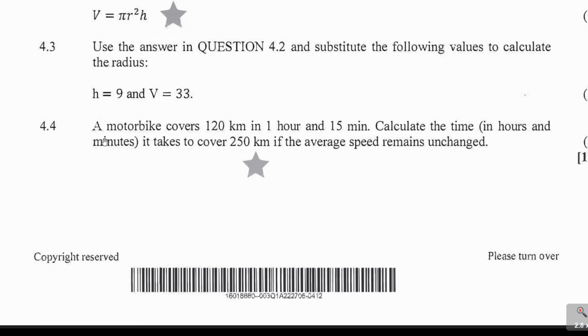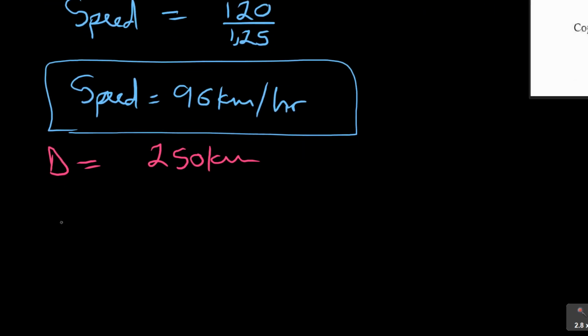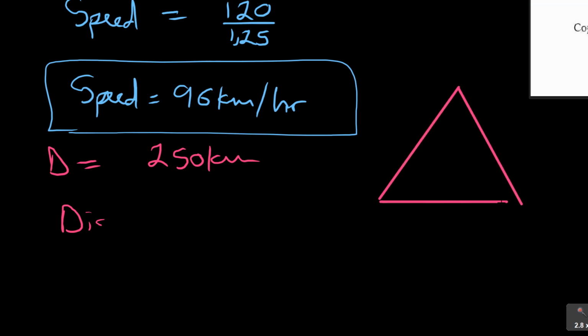Then there is the second section. Calculate the time in hours and minutes it takes to cover 250 kilometers if the average speed remains unchanged. So that speed doesn't change, but now they're telling us there's a new concept. You want to cover 250 kilometers. This is your distance, your D. So you maintain the formula, say distance. Okay, the best thing to do is to come up with your triangle like this. Remember, you must know this triangle says speed is distance over time. You maintain that.